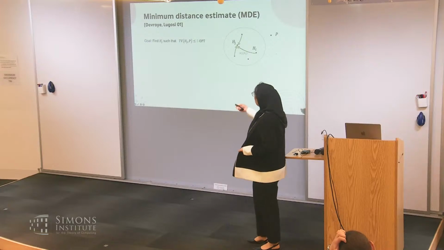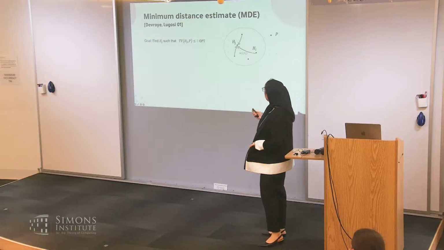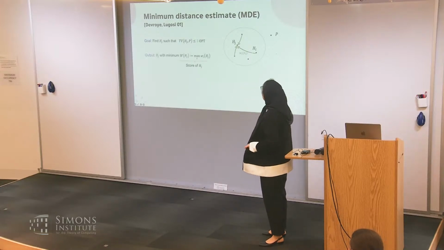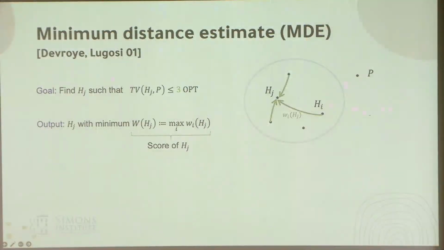So this is the minimum distance estimate algorithm. We are looking for a 3-opt hypothesis. What we do is compute the maximum weight among all the incoming edges of Hj, and we call this the score of Hj. Among all the hypotheses, we pick the hypothesis with minimum score.